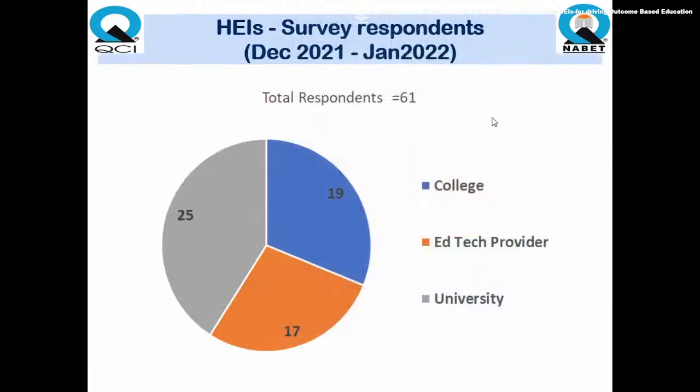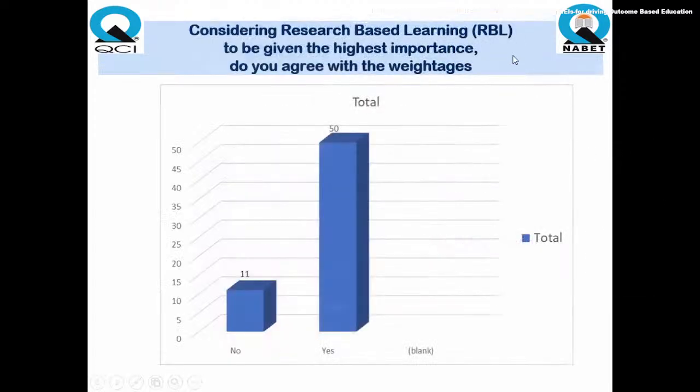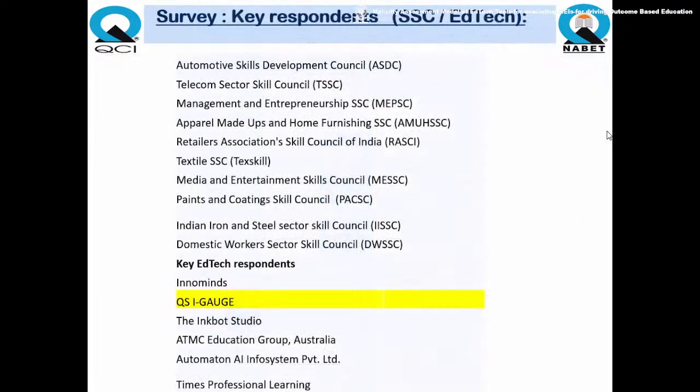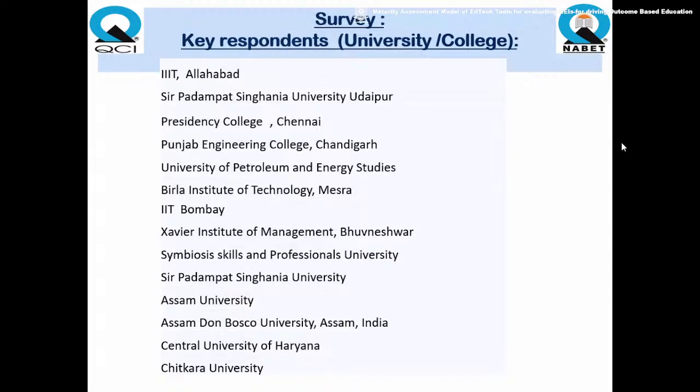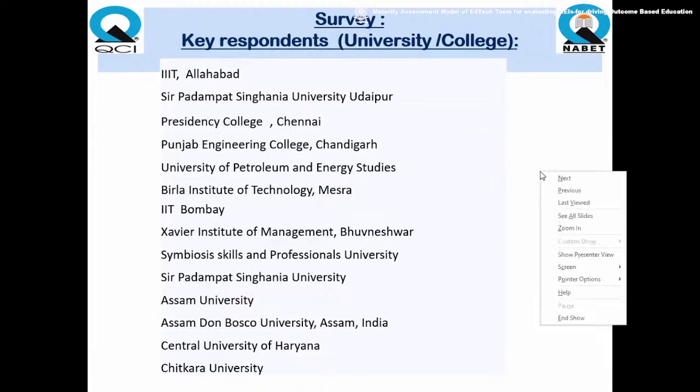So a survey was done from December 2021 to 2022 on these weightages. And a total of 61 respondents is given in this diagram, which is, we had 19 colleges, 17 EdTech providers, and 25 universities who responded. And the majority of them agreed for the weightage of research-based learning to be the highest, which is about 50. So these are showing the survey with key respondents who responded to the survey. If you see, even QS also responded from the EdTech companies. From the institutional front, these were the respondents. You have leading universities and colleges who responded to the survey, agreeing to the fact that the research should be given the highest importance.